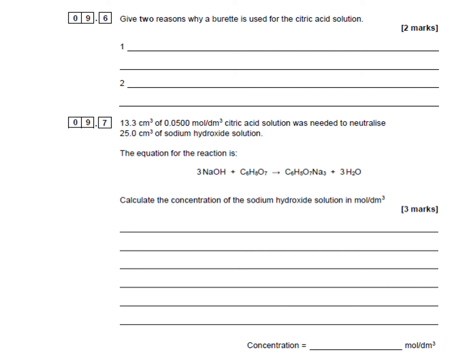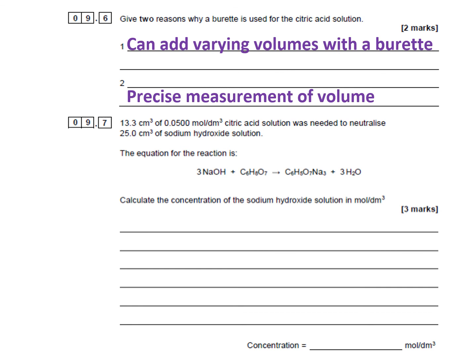Why do we use a burette for the citric acid solution? Remember, the citric acid, we're adding little by little into our mixture. So we're adding varying amounts from our burette, but we're doing it with a precise measurement.